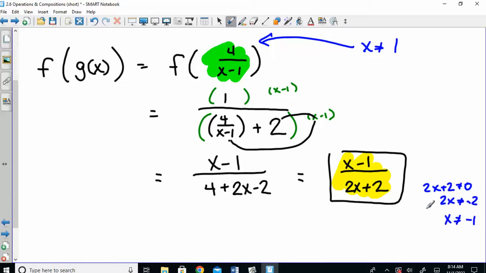So x can't be negative 1 for this. So that's telling me if I want this problem to work, I cannot plug in a positive 1 or a negative 1. So we have to put those together for our domain.